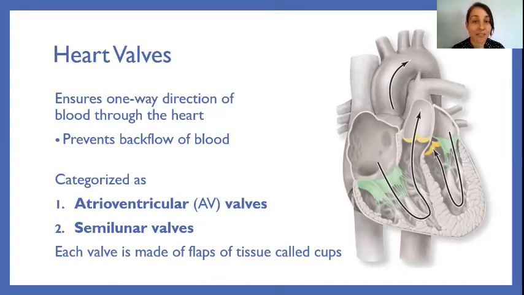Now these structures, we have 4 of them total in our heart. We categorize them based on where they're located and their shape. First off, we have the atrioventricular valves, also called the AV valves for simplicity's sake. These guys are located between the atrium and the ventricle. The valves that exist between these two are called the atrioventricular valves. Then we have the semilunar valves. These are going to be at the entrances to our arteries, and they prevent any of that blood from coming back into the heart after it's pumped out.